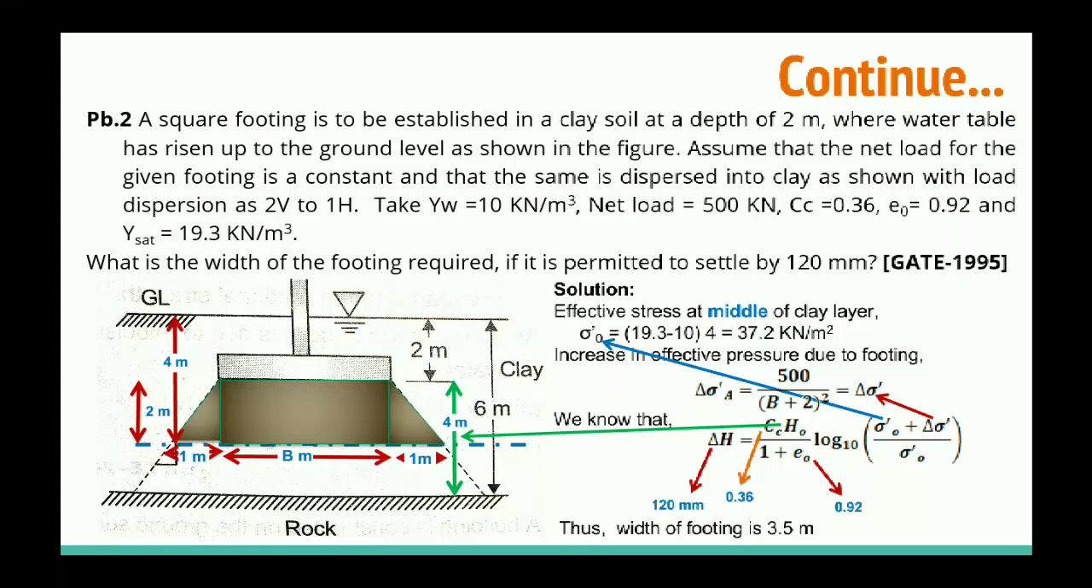And one more thing we should focus on: I am talking about the middle of the clay layer, but the dotted line is not actually at the middle of the clay layer. So just be concentrated. Whatever clay layer is left between the bottom of the footing and the rock, we have to take the middle in between them. So we got this value: the width of the footing is 3.5 meter.